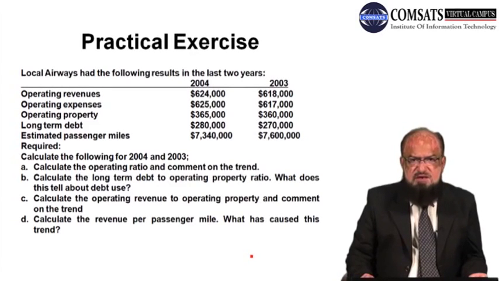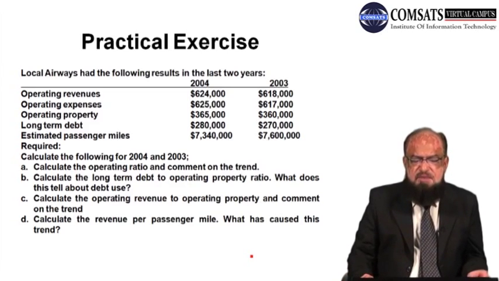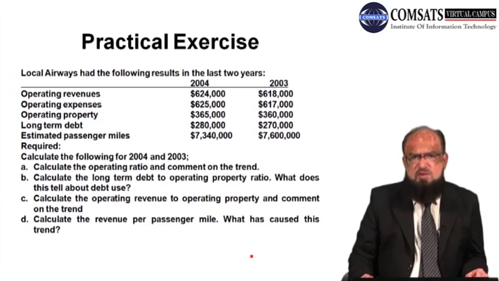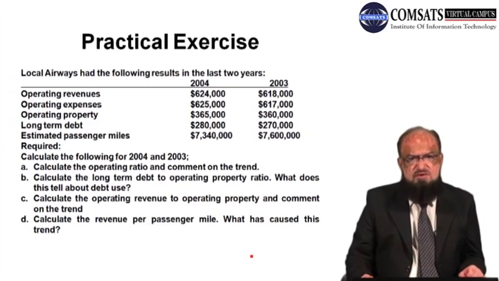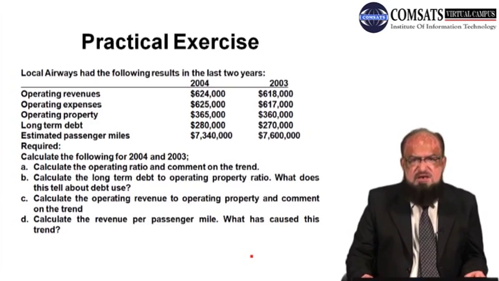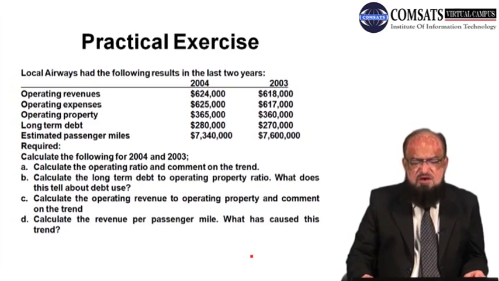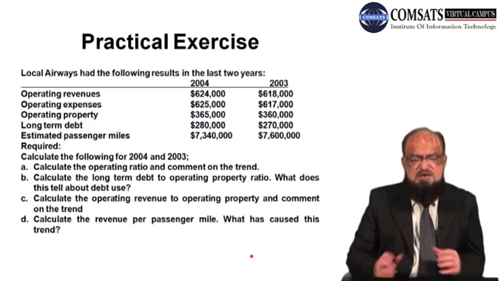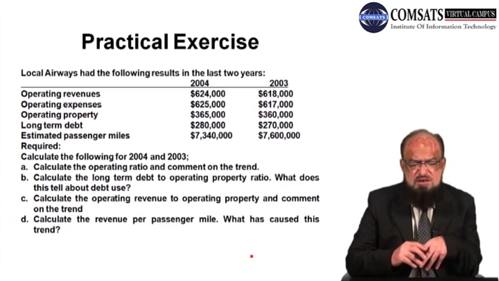So dear students, now we will solve another exercise. Data is given in front of you. Local Airways had the following results in the last 2 years. You can see operating revenues are given for years 2004 and 2003. Operating expenses are also given. Operating property, long-term debts and estimated passenger miles are given. This question is related to the transportation business.